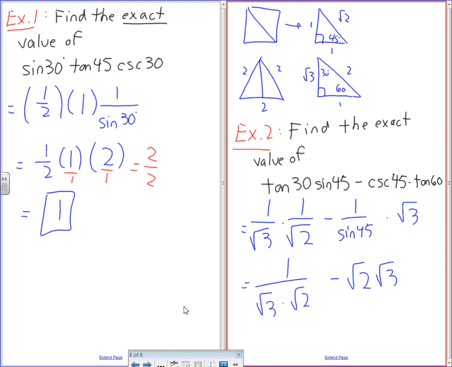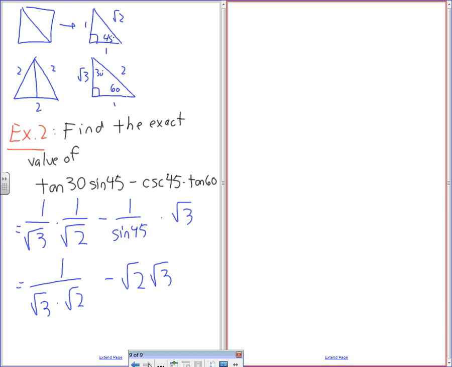Okay, now, Liam said he forgets how to rationalize. How do you times root 3 times root 2? What does that turn into? Root 6, okay? So this is going to be then 1 over root 6 minus root 6.